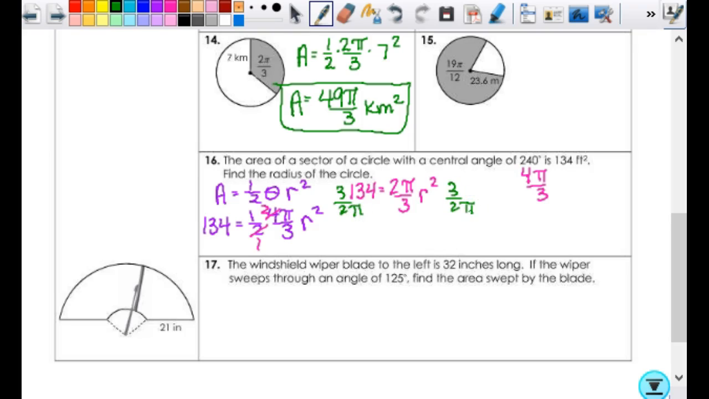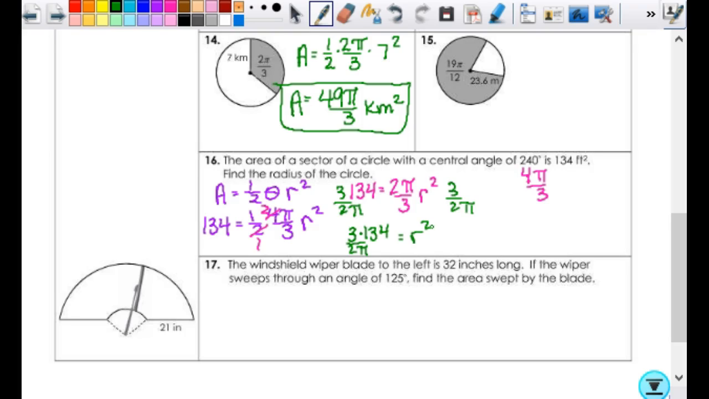Okay. And so then over here, this is going to give me 3 over 2 pi times 134 equals r squared. And this is not going to come out real pretty in the end. So it's pi in the denominator. We could leave it, but we have to take the square root of it anyway. If it's pi in the denominator, it doesn't rationalize nicely, so let's just go ahead and get our answer.